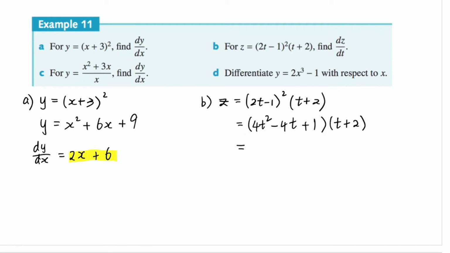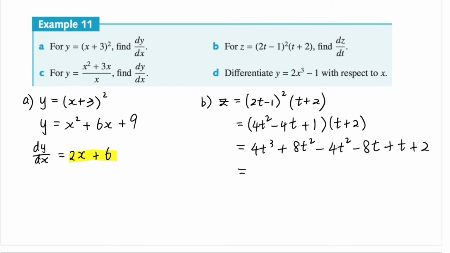So 4t squared times t becomes 4t cubed. And then 4t squared times 2 equals 8t squared. Okay, the second term, negative 4t times t equals negative 4t squared, and negative 4t times positive 2 equals negative 8t. And last term, so 1 times t equals t, and 1 times 2 equals 2.